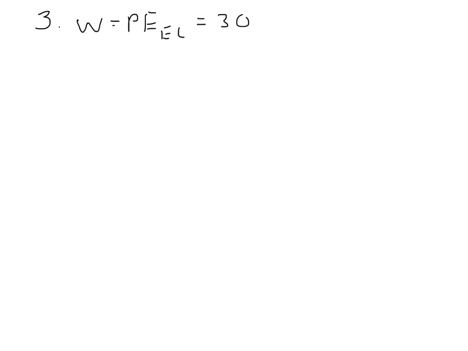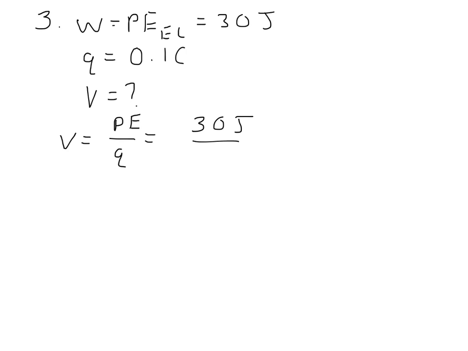That equals 30 joules. And we have our charge is equal to 0.1 coulombs. And we're looking for our voltage. So the equation we're going to use for this, the change in voltage, is voltage equals potential energy over charge. In this case, we've got 30 joules divided by 0.1 coulombs, and our voltage is 300 volts. So that's our answer for number 3.